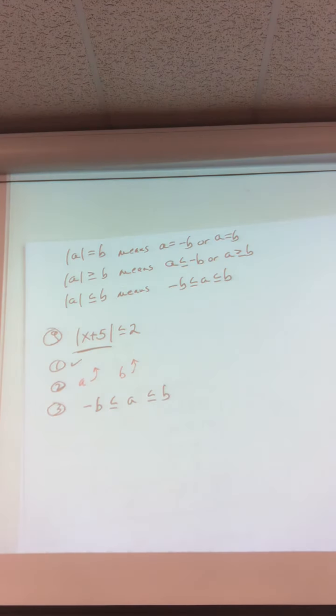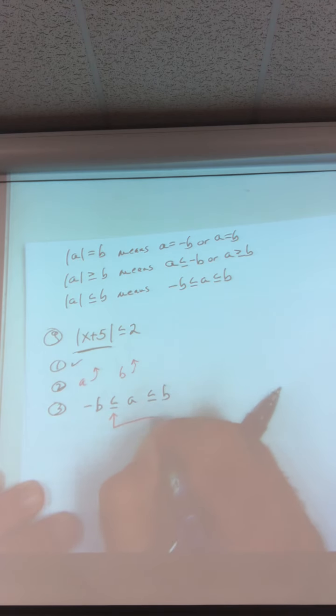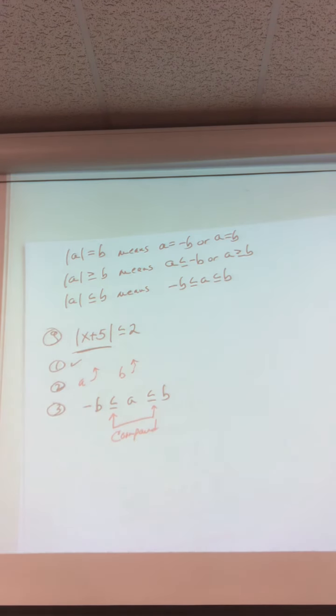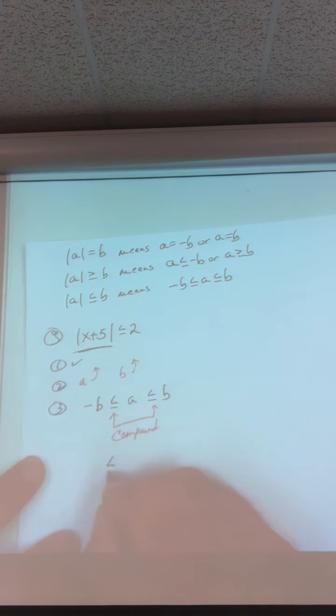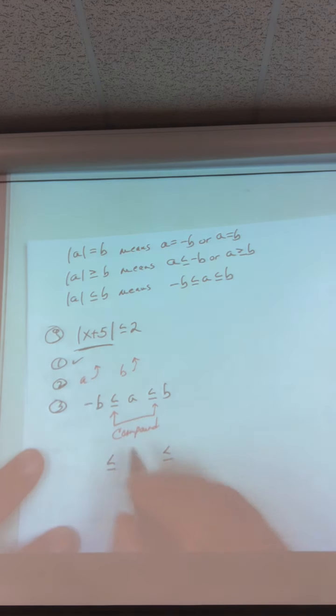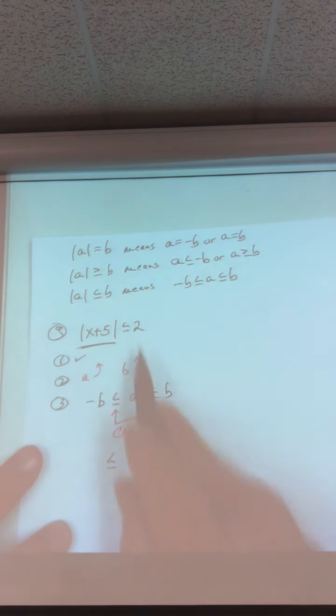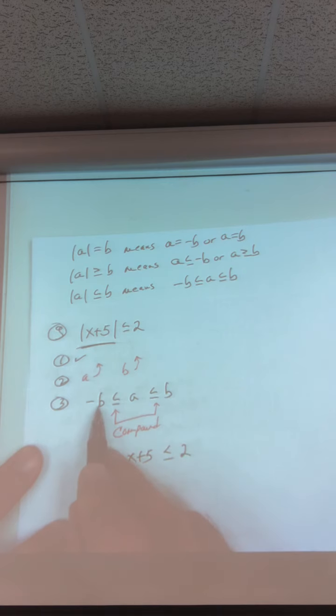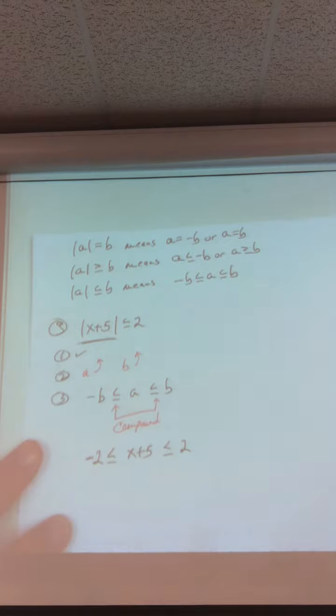If you will notice, this is what we talked about earlier at the very beginning of this section. This is a compound inequality because it has two symbols. All right, so here's what we're going to do. Replace A with x plus 5, so that goes in the middle. Replace this B with 2. But this B has a negative in front of it.